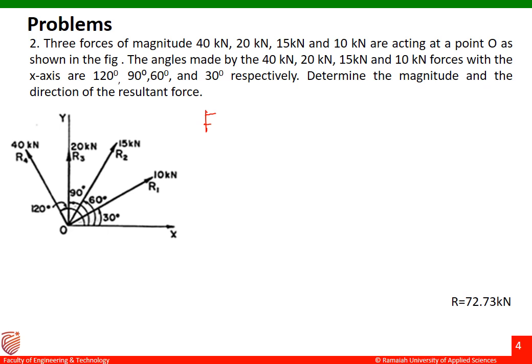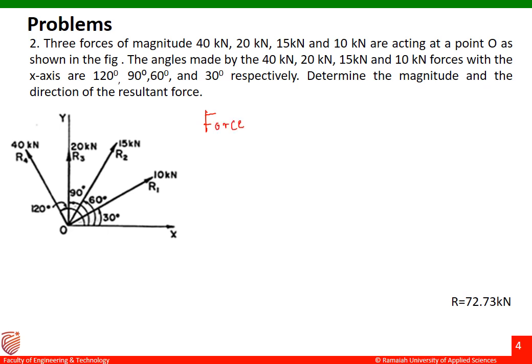The second problem is three forces of magnitude 40, 20, 15 kilonewton and 10 kilonewton. Just make a correction over there. It is not three forces, it is four forces of magnitude 40 kilonewton, 20 kilonewton, 15 kilonewton and 10 kilonewton acting at point A as shown in figure. The angles made by all these forces with respect to the x-axis are 120 degrees, 90 degrees, 60 degrees and 30 degrees, as shown in figure. Determine the magnitude and direction of the resultant force. This is very simple.